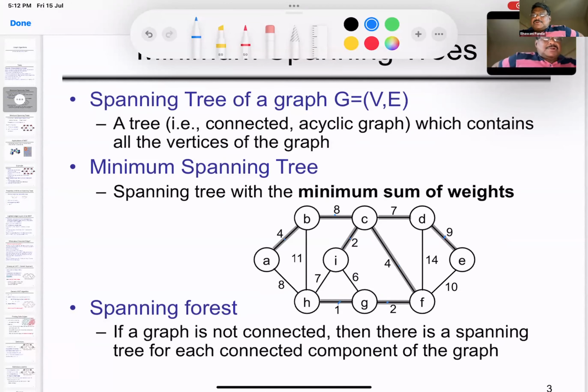And if the graph is not connected, then every component will have a tree. So you will get a spanning forest. So in each component, you can find the minimum cost tree and combine them, and that becomes a spanning forest.